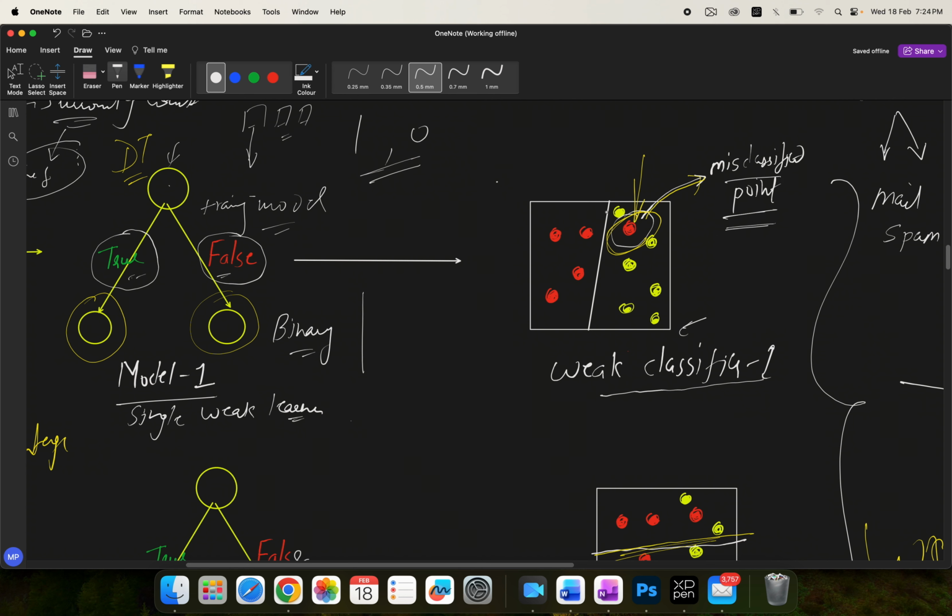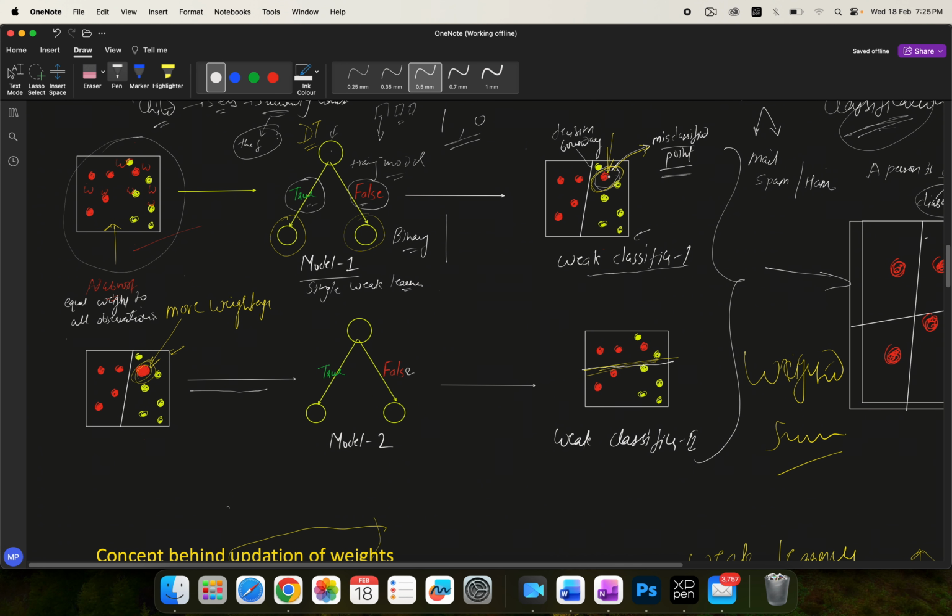Misclassified as in, this is the decision boundary, and this red one is the misclassified data point which is on the yellow side of the data set. So this is the misclassified point. This is weak learner one. These are the initial predictions, and this is the pattern which is not captured by the weak learner. So we call it a misclassified point.